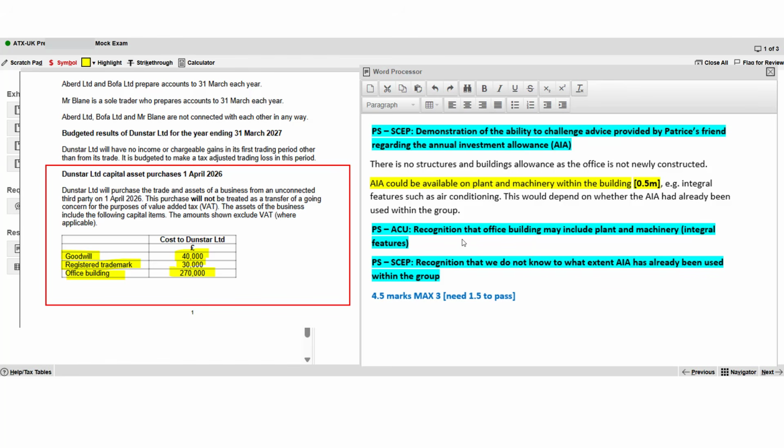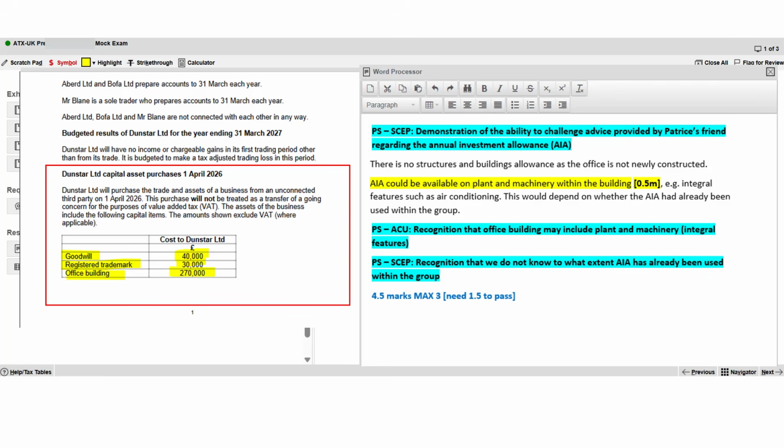There's one if you've recognised that the building might include plant and machinery. And then there's a scepticism mark, which is for recognising that we don't know whether the AIA has been used within the group. So those, I think, were less obvious points. But even if you didn't get those, for the technical marks, there are 4.5 marks available, a maximum of 3. You couldn't score more than the maximum.